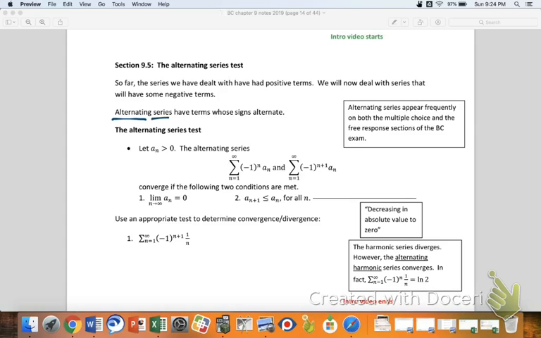And an alternating series simply is a series whose terms alternate signs. So plus minus, or minus plus, minus plus, minus plus, something like that. So I thought I'd use the calculator to help illustrate that.